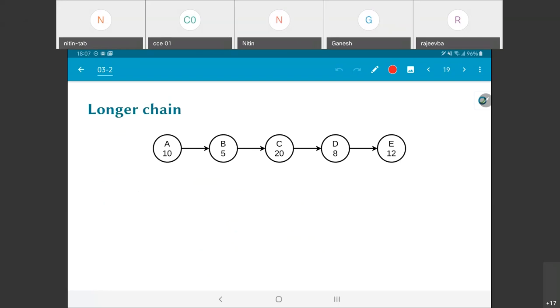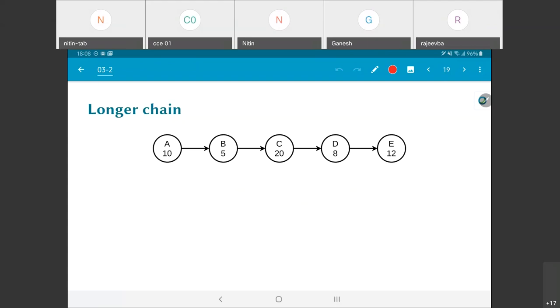Now, as an example, let's take up a longer chain, right? So this is basically five elements, A, B, C, D, and E. The numbers given there are basically the delays through each one of those. And the question that we are interested in is, what is the optimum pipelining that I can do over here in order to get the best possible time period?